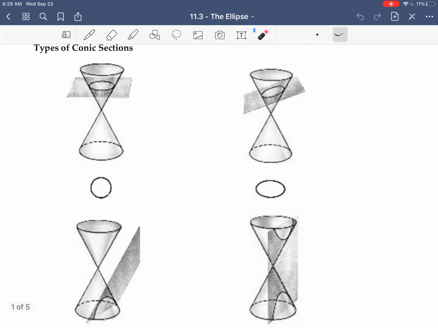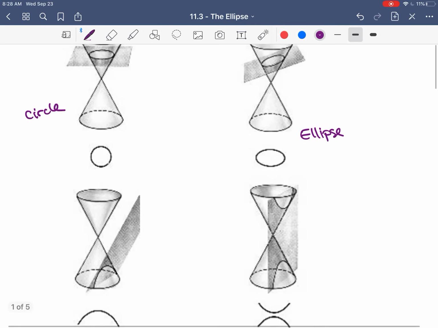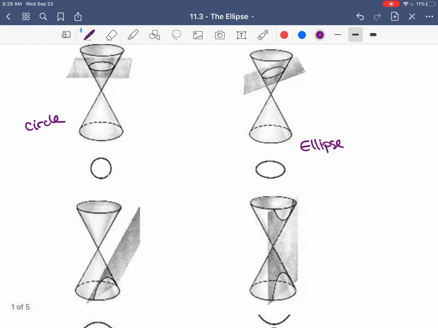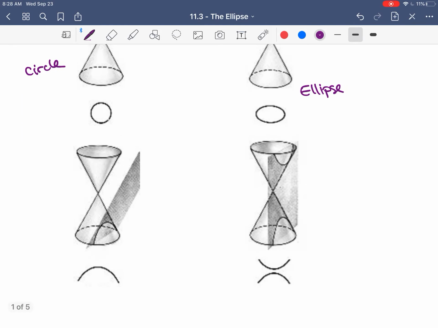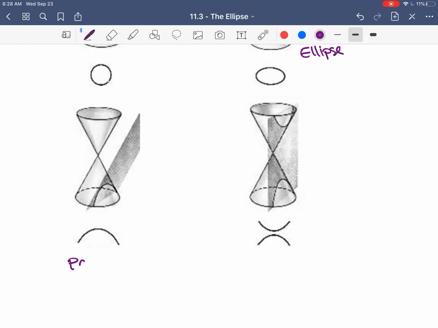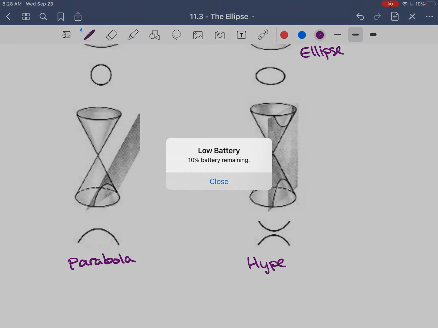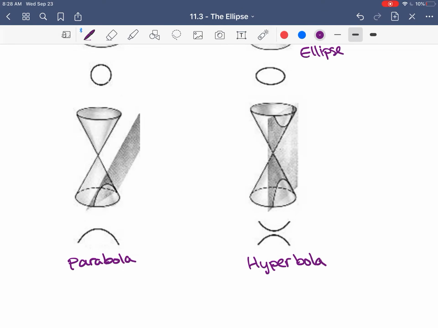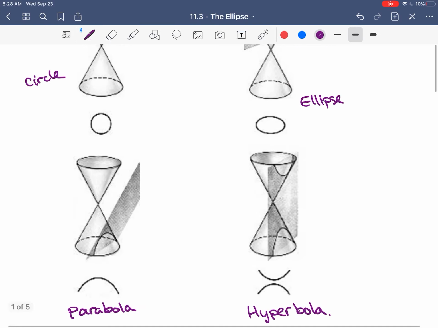If you cut it levelly, you get a circle. On an angle, that's how you get an ellipse. Steeper angle, where it doesn't go through both sides, then you get a parabola. And if you go through both the top and the bottom, that's when you get a hyperbola. So that's how they arise.